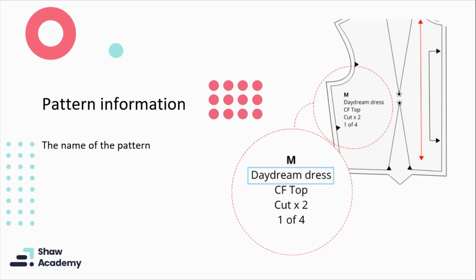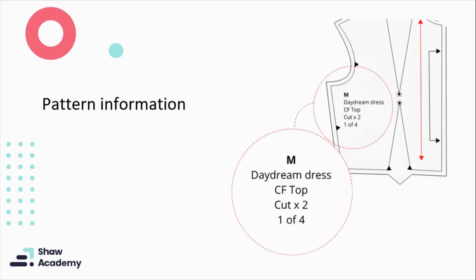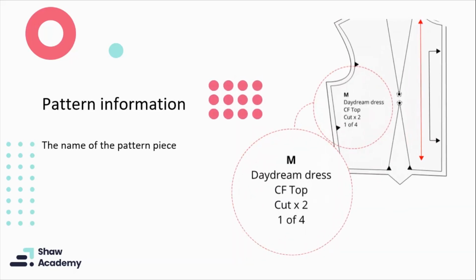The name is up to you, the designer. You can be as specific as a mini tent dress or be more poetic like me. Then we need to add the name of the pattern piece. The name of the pattern piece is important for the cutter and the seamstress. This will indicate which part of the garment it is. As you can see, this is the center front top of the dress.